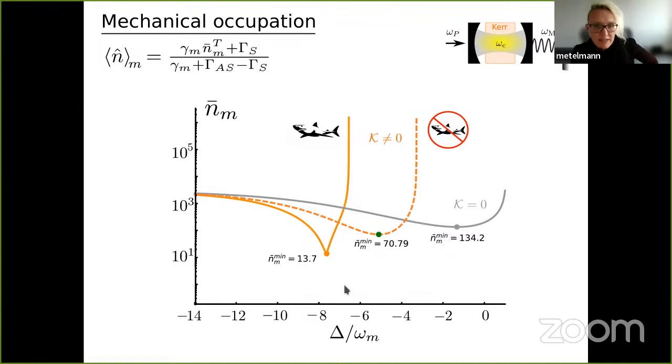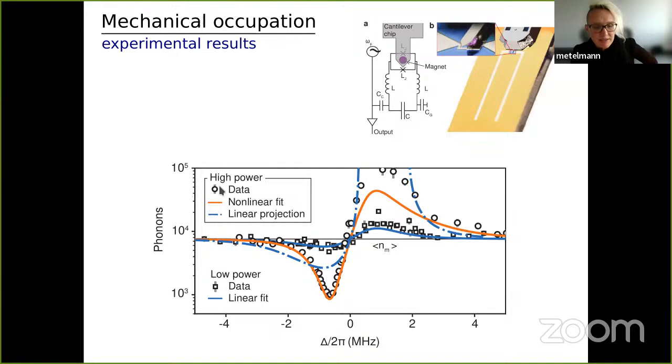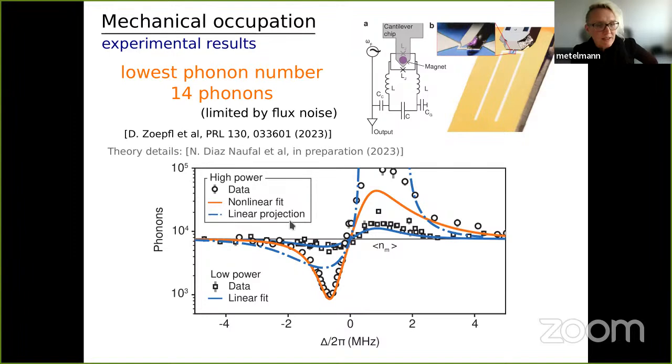We are not at the back action limit because we cannot drive so strongly. And this also works. Here we see the nonlinear theory nicely matches the experimental result. And in the experiment itself, they were able to go down to 14 phonons.